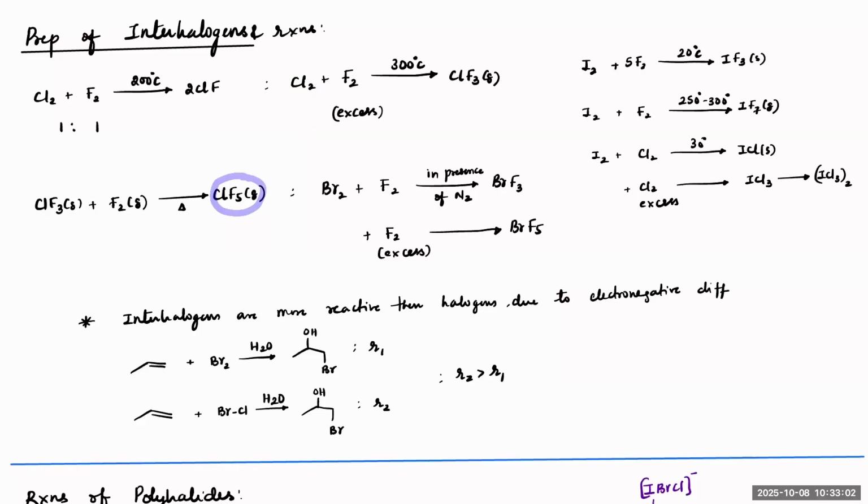So first you collect this, then only react with F2. This time you will get ClF5. Br2 with F2 in the presence of an inert gas like N2, you will get BrF3. And when you react with excess, you will get BrF5.